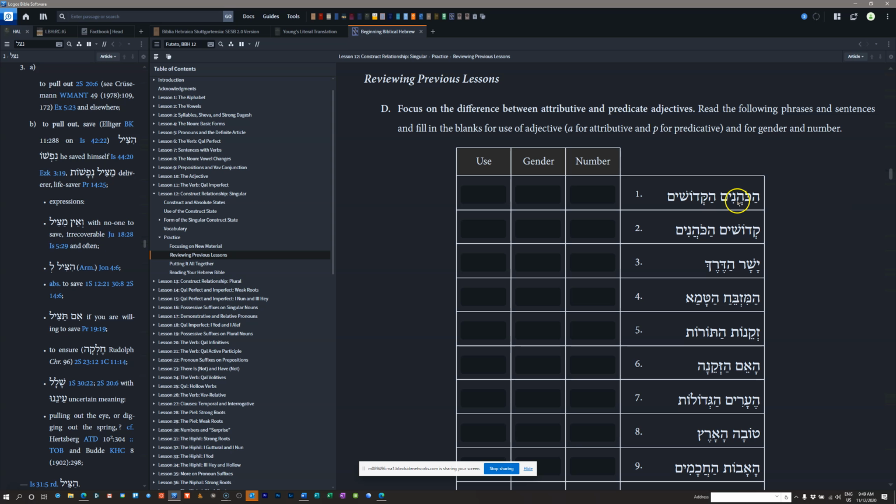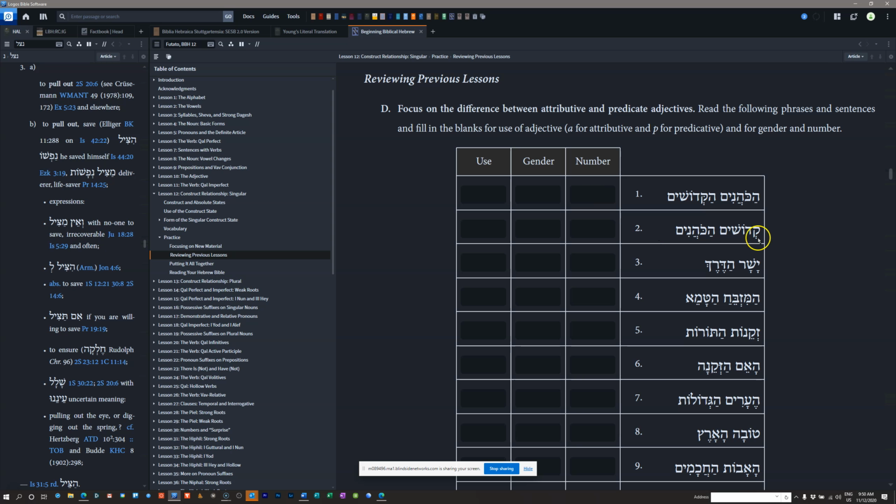Hakohanim, hakedoshim. Right, here we've got two articles, so they're both definite. The adjective comes after its noun, so this is almost certainly attributive. Hirik yod mem indicates masculine plural.